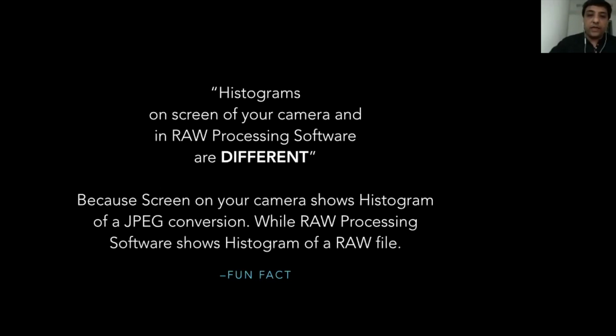Another fun fact is that histogram on your screen of your camera, and when you open your raw files in raw processor, are different. Reason being, when you see image on the back of your camera screen, that is JPEG conversion of the image that you have just made. While you open your file in raw processor, that processor will tell you histogram based on the raw file that you have shot.